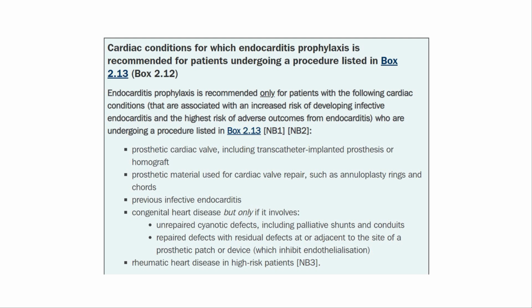Now, the point about congenital heart defects is that it's only unrepaired cyanotic defects. So if someone has a VSD, yes, that increases their risk of infective endocarditis, but if it's flowing from left to right, so it's acyanotic, the guidelines say you don't need prophylaxis. But if they develop Eisenmenger's syndrome, which is when a congenital shunt shifts direction to become a cyanotic shunt, where deoxygenated blood travels from the right heart to the left heart, those people can benefit from prophylaxis.